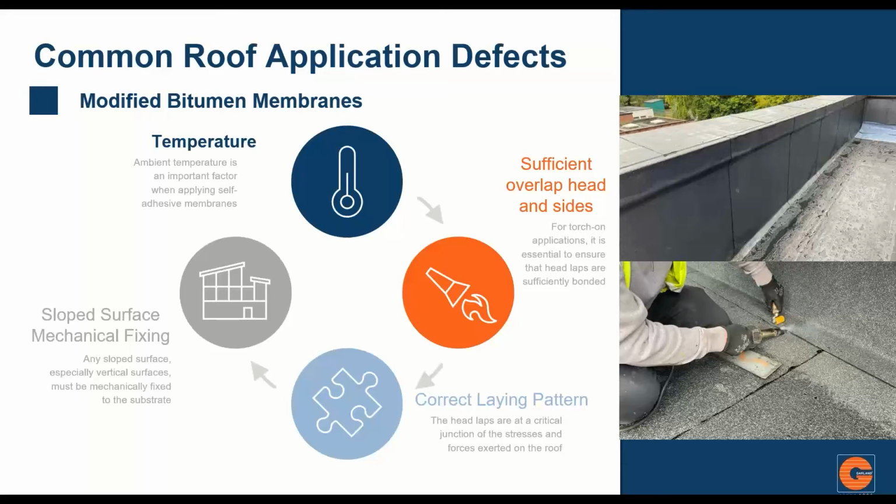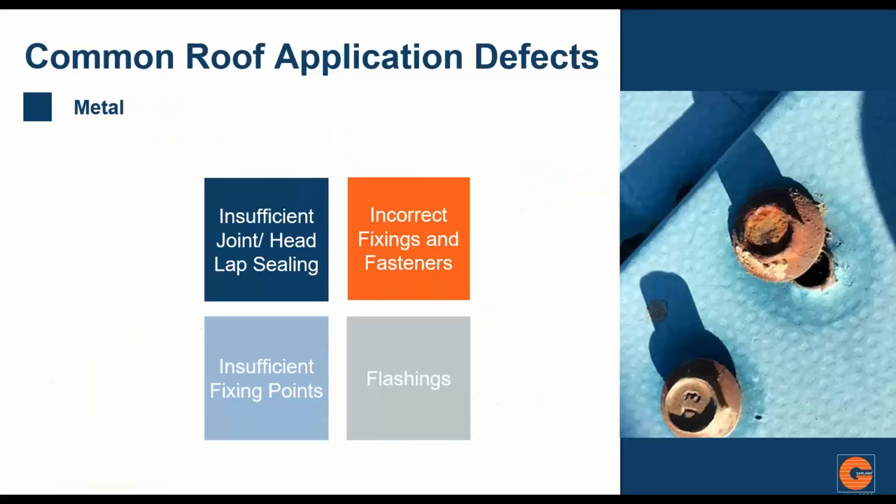And fixing on sloped surfaces, there's some guidance in the British Standard, which is 8217, and this defines how much you should be fixing bituminous membranes on sloped roofs, depending on the slope. So always make sure you're adjusting this if you have bituminous membranes on a slope.